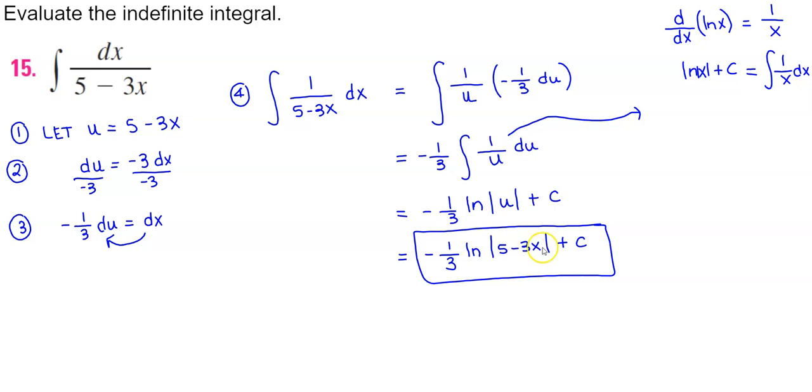If you do not include the absolute value bars, then it would be incorrect. So just make sure that you're following the definition of the antiderivative of 1 over x or 1 over whatever the variable is to give you that result.